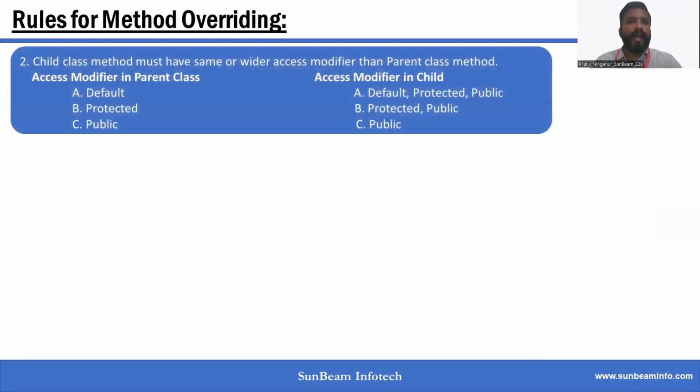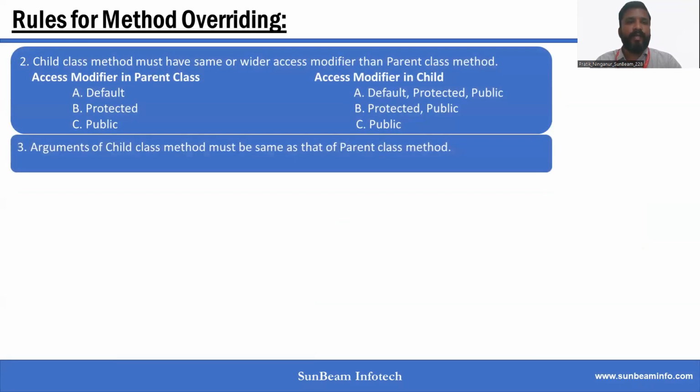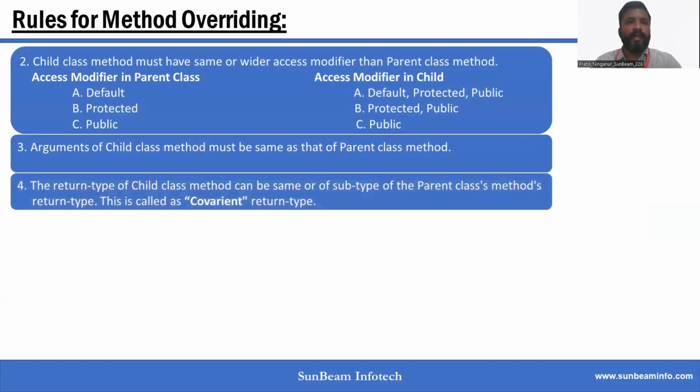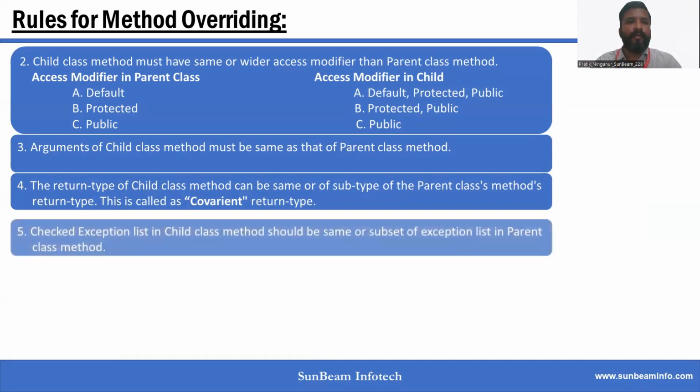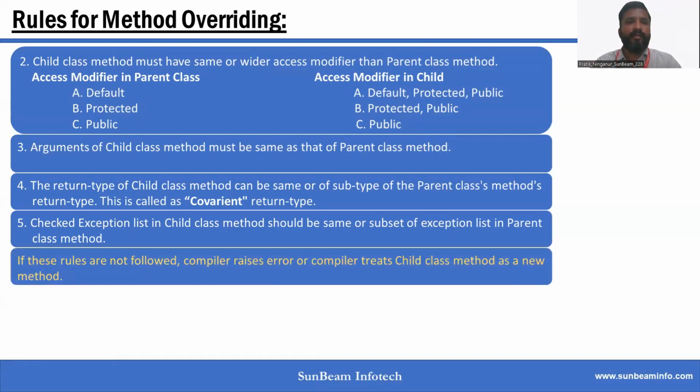Second, the child class method must have the same or wider access modifier than the parent class method. Third, the arguments of the child class method must be the same as those of the parent class method. Fourth, the return type of the child class method must be of covariant type. Fifth, if the child class method throws an exception, then that exception should be the same or a subset of the exception thrown by the parent class method. If these rules are not followed, the compiler either raises an error or treats the child class method as a new method.